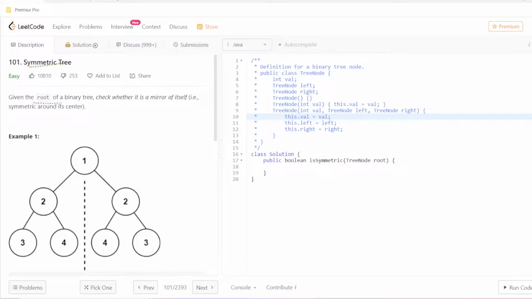Continuing with our series, today we'll be solving a symmetric tree question. You are given a root of a binary tree and you have to check whether it's a mirror of itself. So basically it should be symmetric around center.